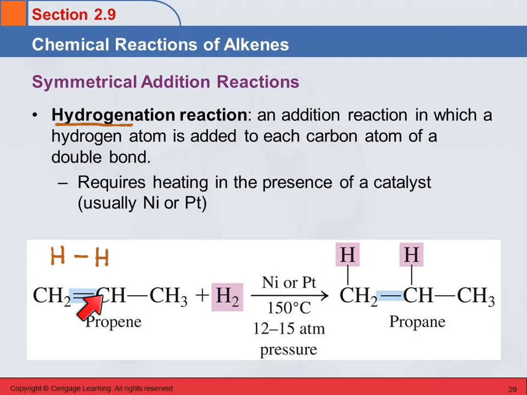It's symmetrical because each carbon in the bond is getting the same thing. And so we end up with propane because we've now lost the double bond. So this is just all single bonds. Propene becomes propane. So we've turned it into an alkane. This doesn't happen spontaneously. It usually requires heating and a catalyst. A common catalyst is nickel or platinum.